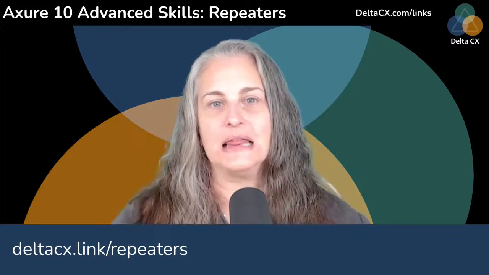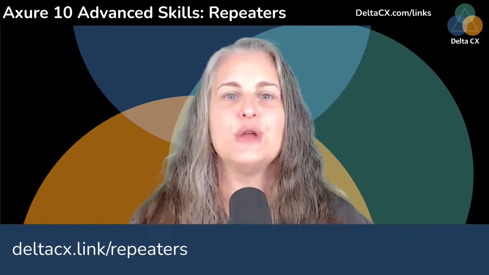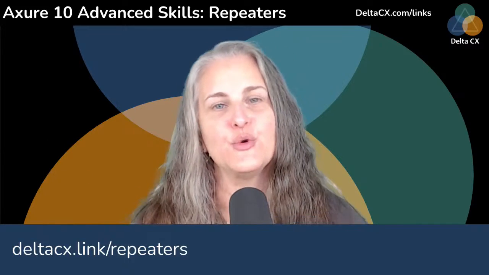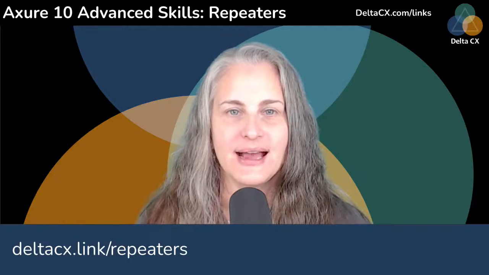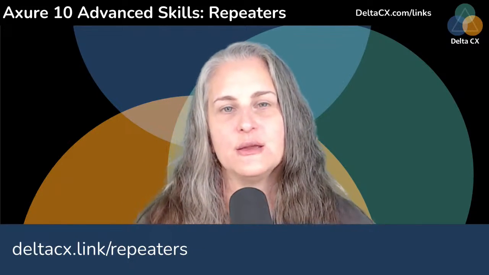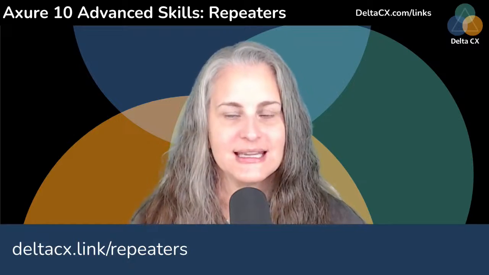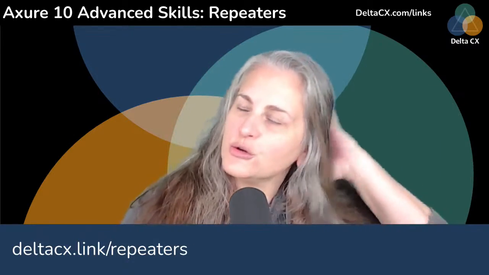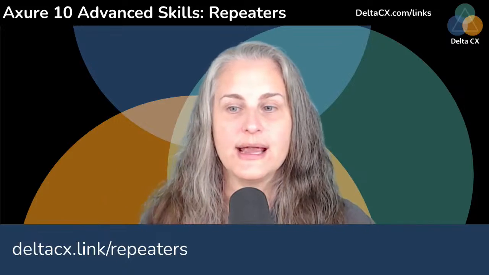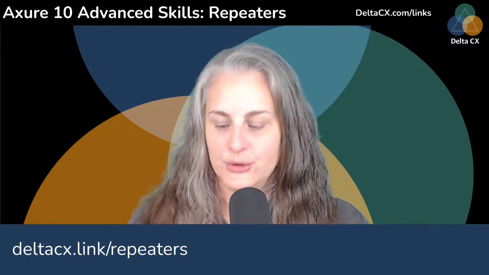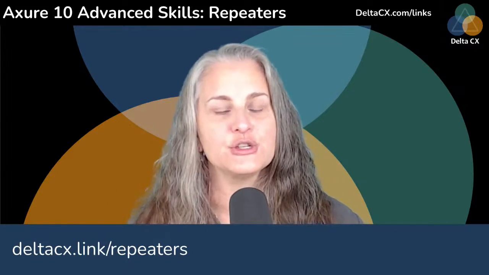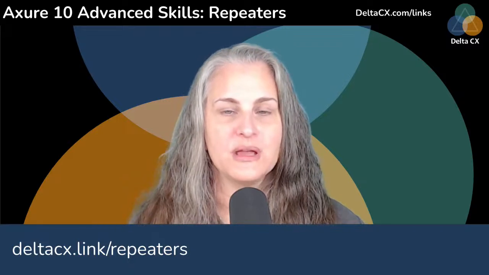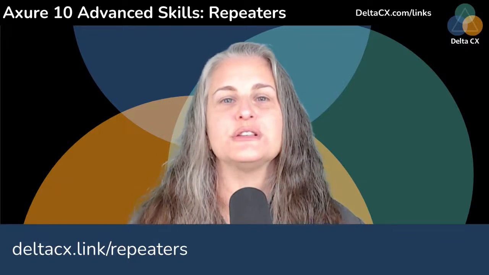I have built a lot of stuff into the file. You do not want to start with a blank file. So you are going to go to deltacx.link/repeaters, REPEATERS. That should give you a Google Drive link, and it should say, oh, we can't preview this. You will have to download it. Yes, download it. It's an Axure file. It's an RP file. It should open in Axure 10.